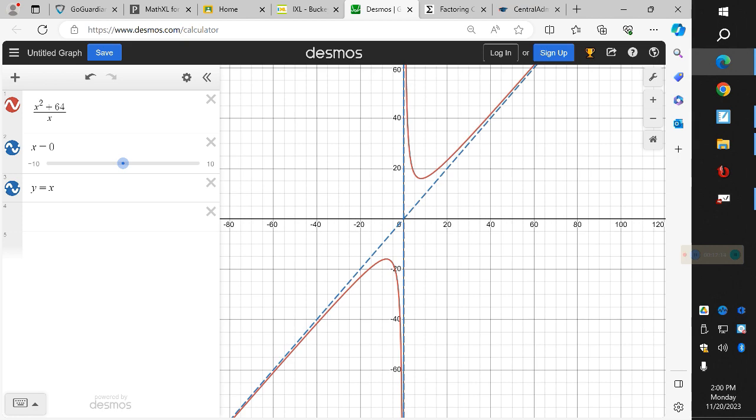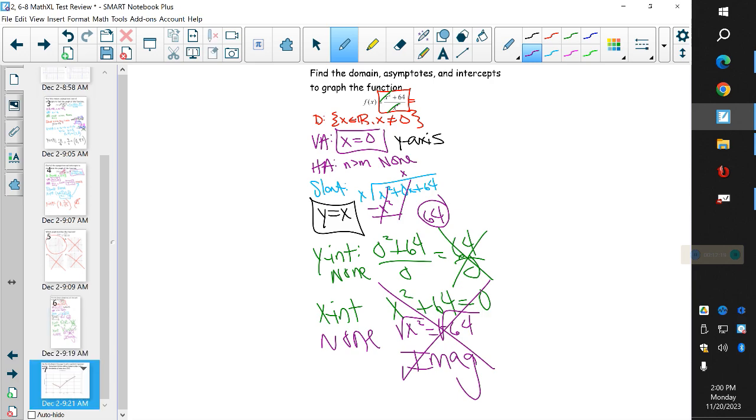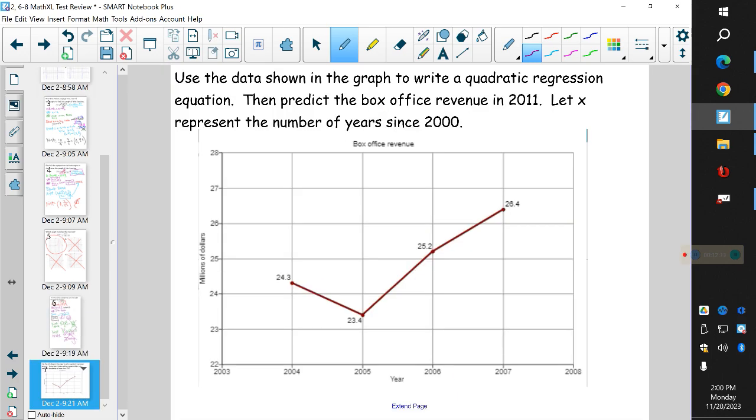Does that make sense? And the last thing I want to talk about before you take your test is this right here. This is basically use the data shown in the graph to find a quadratic regression equation. Then predict the box office revenue in 2011. Understand that it represents years since 2000.